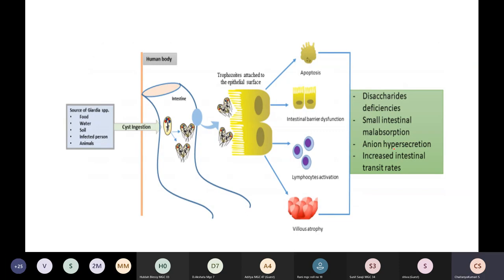Okay, so ultimately you can see the osmotic diarrhea. Osmotic is nothing but release of a large amount of water along with the electrolytes. Okay, so this is the main symptom of giardiasis. Is it clear about the pathogenesis? Yes, ma'am.